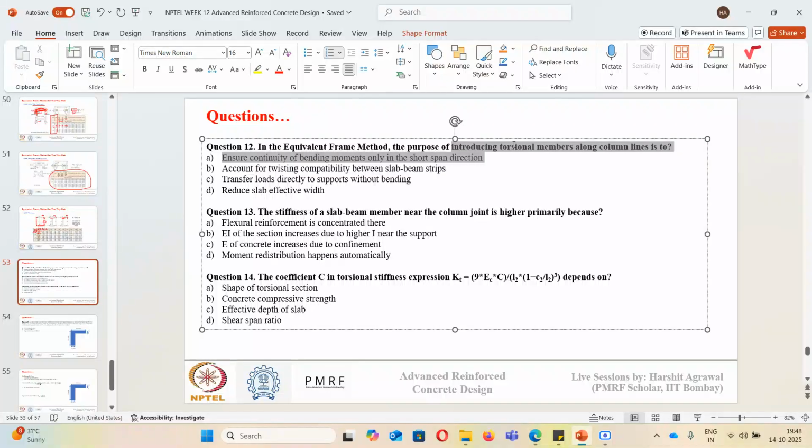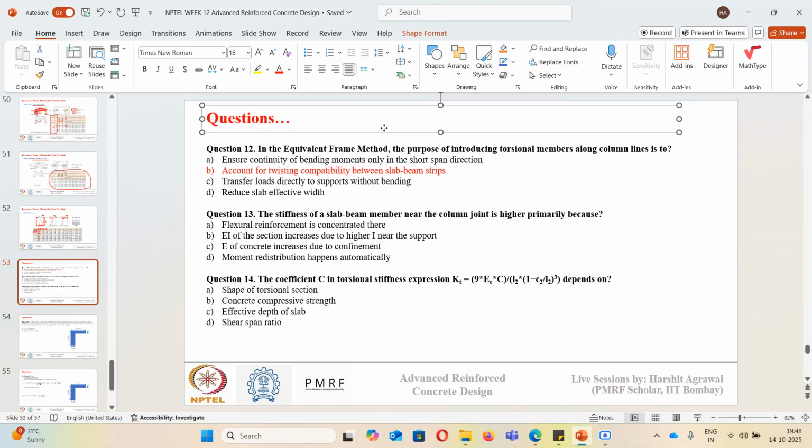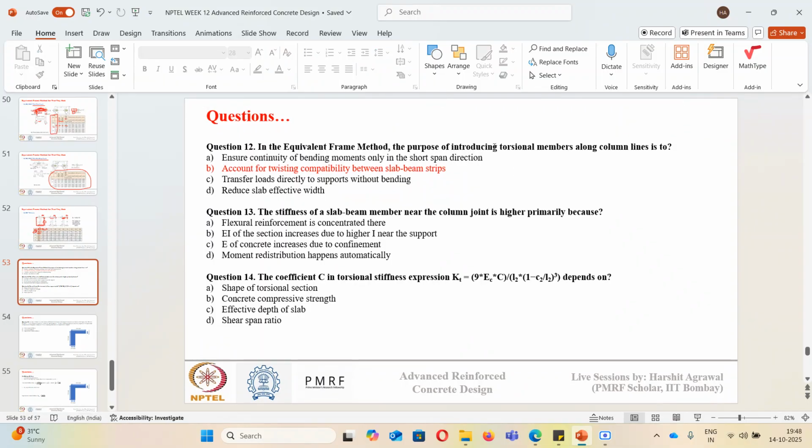Yes. So we saw, I guess, in the discussion when we talk about torsion members, when we talk about torsional beam, there is rotation that is happening in the beam. Okay, and we introduced the torsional member in design just to take into account the compatibility due to twisting that is produced at the junction. So for that we are introducing torsional member in equivalent stiffness calculation.